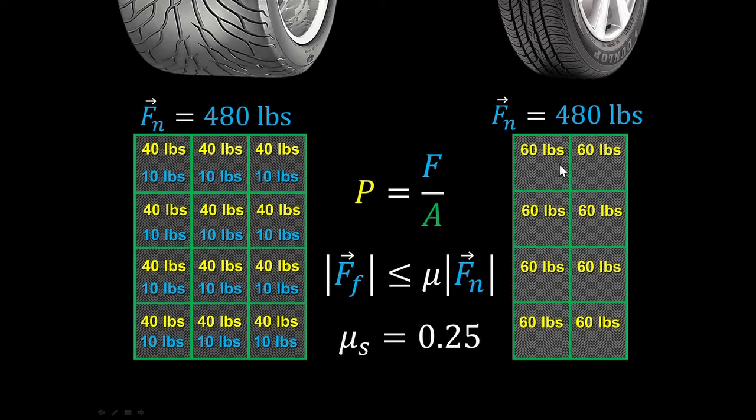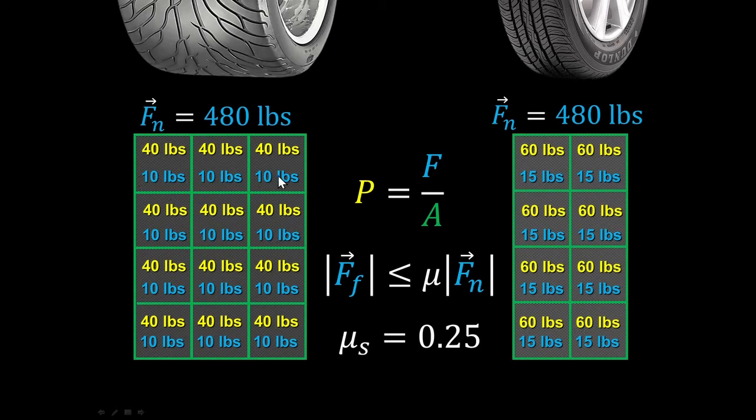We'll do the same thing over here. If I have 60 pounds of force on that 1 square inch, that's the normal force on that 1 square inch, multiplied by the coefficient of friction, we'd get 15 pounds of friction on that square inch, and 15 here and there and there and there and there and there.